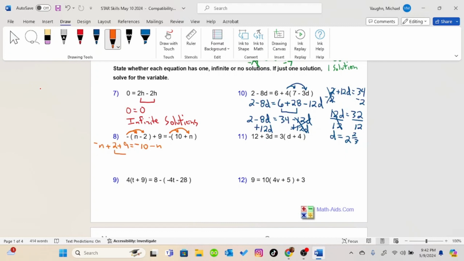If we combine the like terms, we now have negative n plus 11 equals negative 10 minus n. If we add n to both sides, this cancels out on the left side and the right side, and I get an equation that says 11 equals negative 10. That's not true, so there are no solutions.